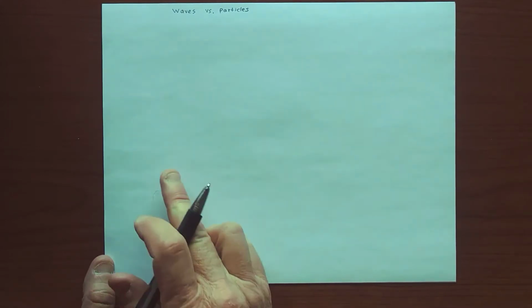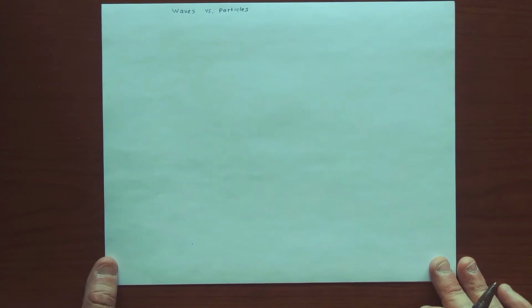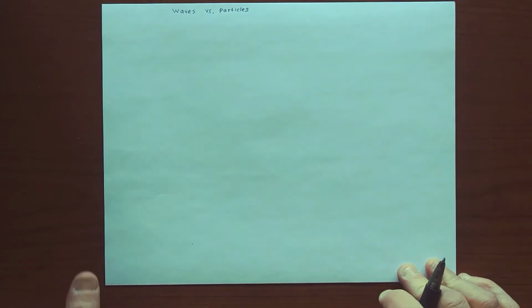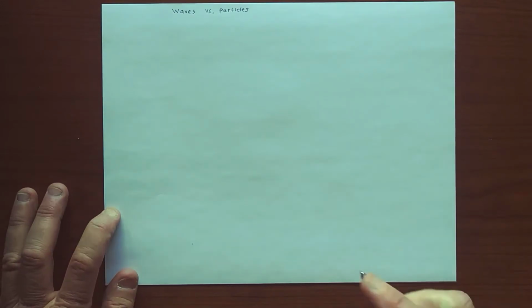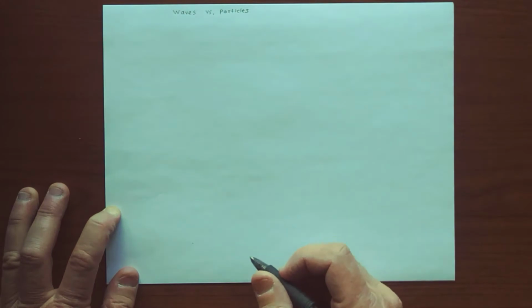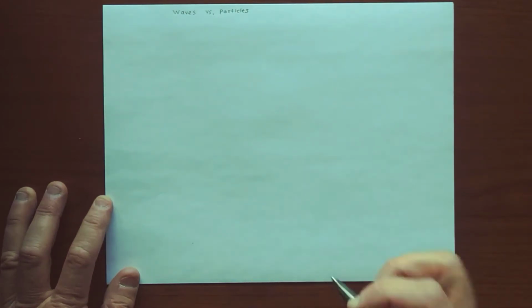Okay, so let's start playing around with waves and particles so that we can build a mathematical description that captures the results of the following experiments. So let's start with creating waves, and a simple way to do this is to imagine water.